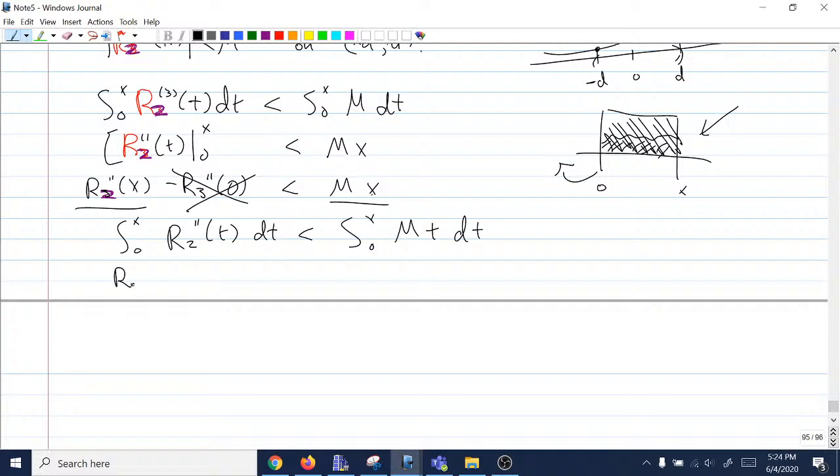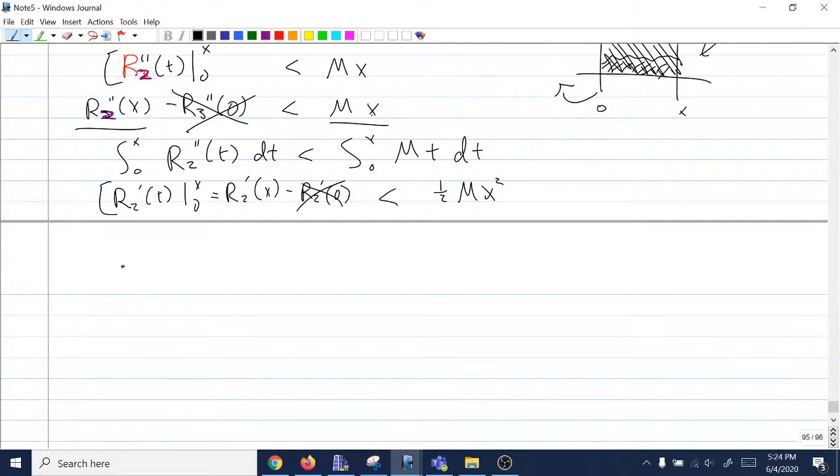What is this? This is going to be R2 prime of t evaluated from 0 to x. That's R2 prime of x minus R2 prime of 0, which we just said was 0, is less than, this integral is half t squared. Evaluate that from 0 to x, you get half mx squared. And do it one more time. So R2 prime of x is no bigger than 1/2 mx squared.